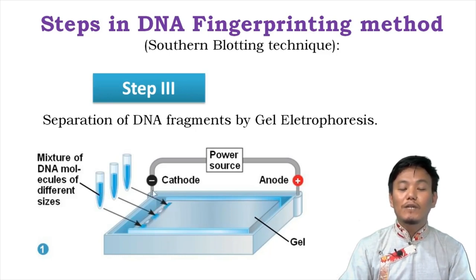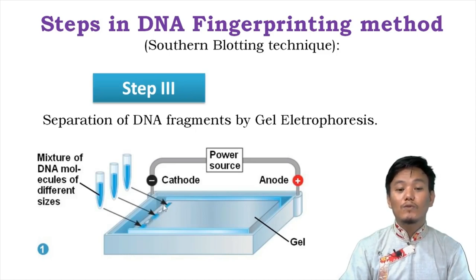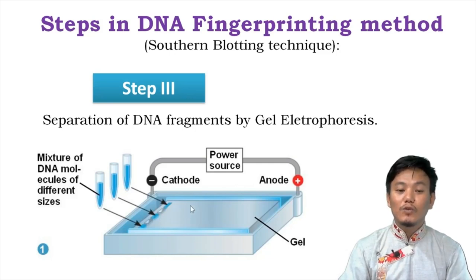And after loading, we can switch on the power source. When we switch on the power source, we create an electric field. And since the DNA molecules are negatively charged, they tend to move towards the positive end, or towards the anode. So the DNA moves through the gel towards the positive charge, that is, towards the anode. Why? Because DNA is negatively charged.